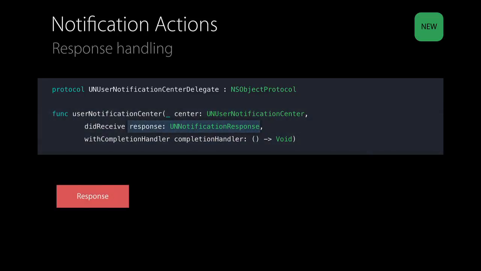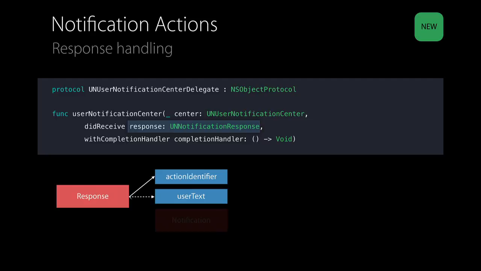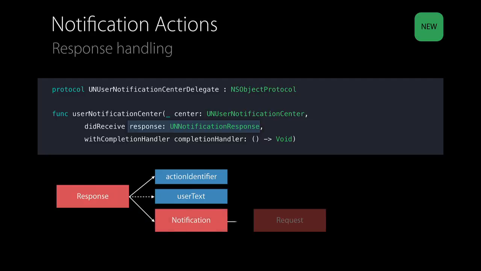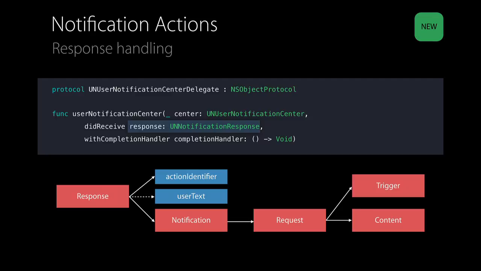Now let's take a closer look at the response object and what you can do with it in your application. The response object has an action identifier, which can either be the default, the dismiss action, or any of the custom actions that you created. It can have a user text property in case it was a text input action. It will also have a notification object with the request object and the identifier of the notification, as well as the trigger and the content. Based on the type of trigger, you can figure out if it was from a local or a remote notification. So this is how, with the new user notifications framework, you can handle the responses of actions.